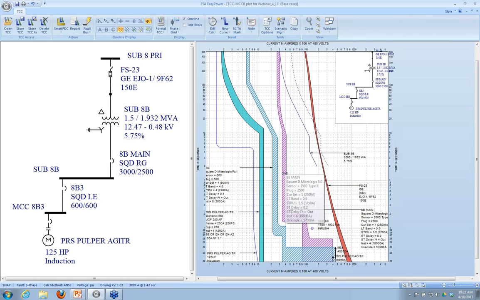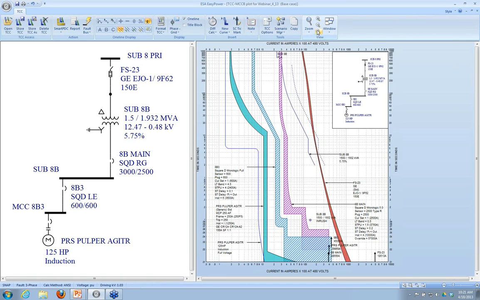Here's my main breaker. If you hover over these curves, you'll get a blow up. If your eyes are bad like mine, this is helpful to be able to read these notes. This is my feeder breaker. This is my motor circuit protector. Up here is the overload relay on the motor. And this is the starting curve for my 125 horsepower motor. Seems like I need to zoom out here a little bit. There we go.